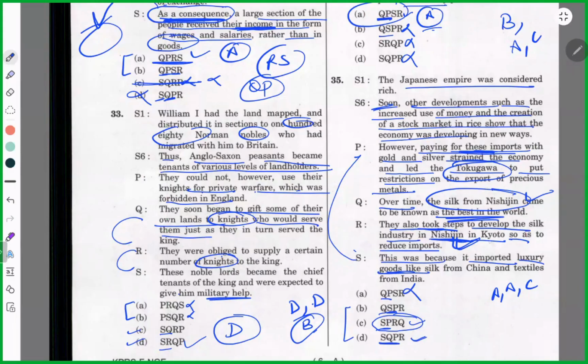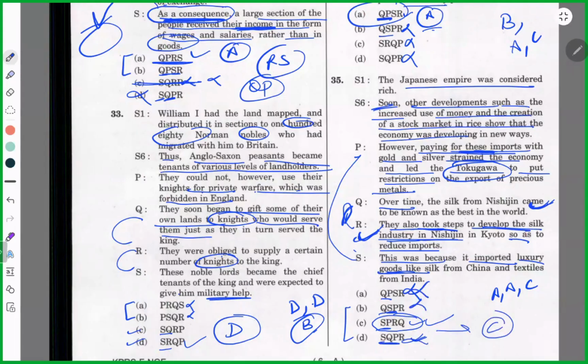Okay, Q: over time, Nishijin again. See, over time, Nishijin became the best. It only became the best because they developed the silk industry in Nishijin. So first the development of a silk industry, then only will it become the best. So RQ, no, RQ, no. Only C is correct. Got it?